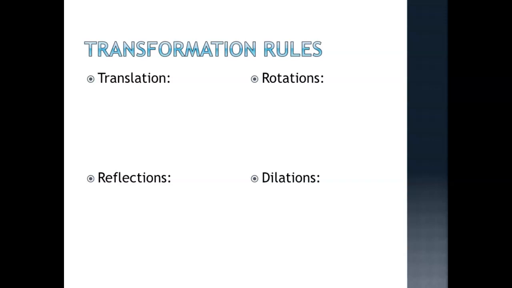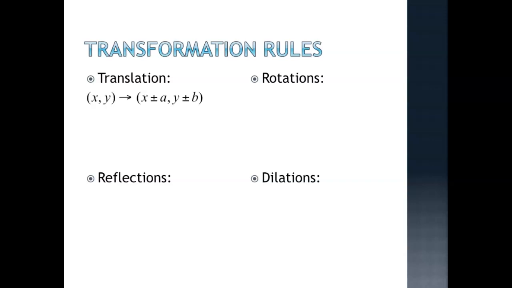And a dilation is going to be working with a scale factor, which doesn't change the shape of what you're transforming, but it changes the size of what you're transforming. So let's start with translations. In a translation, you take each coordinate point x, y, and you will either add or subtract a, or add or subtract b to either x or y.